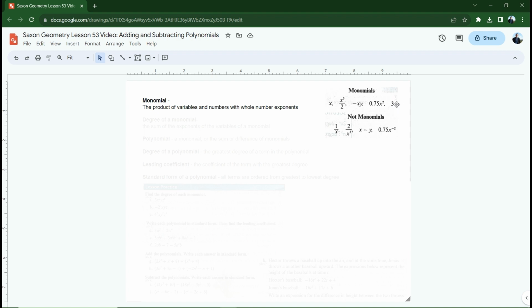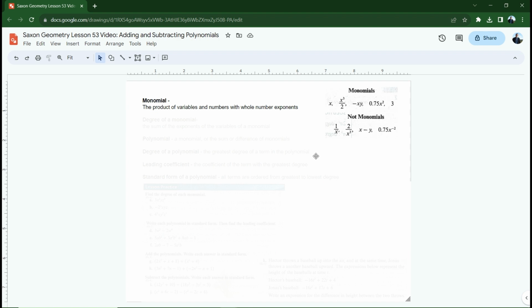Here we just have a variable. The number 3 is considered a monomial because it technically has a variable that's raised to the 0th power, and 0 counts as a whole number. Remember, whole numbers are 0, 1, 2, 3, and so on. Not monomials would be anything that has a negative or fractional exponent. 1 over x, technically x in this expression is x to the negative first, right? Because it's in the denominator. So variables in the denominator are not allowed in monomials.